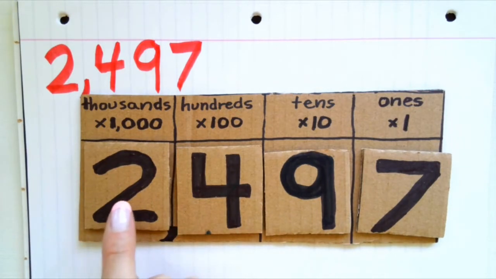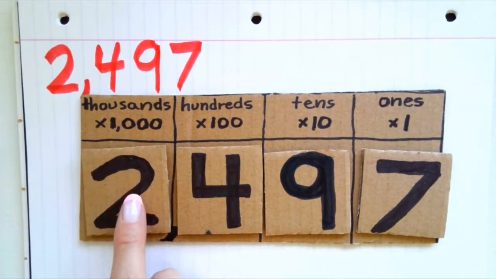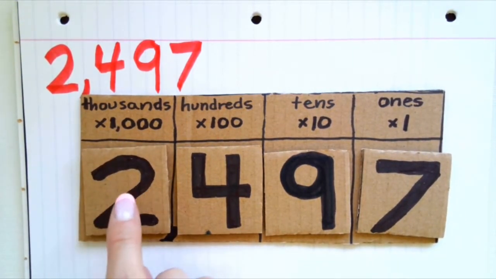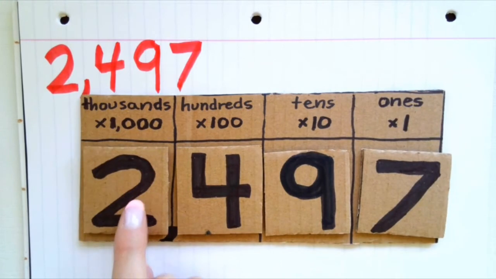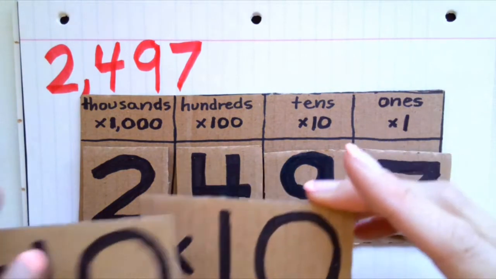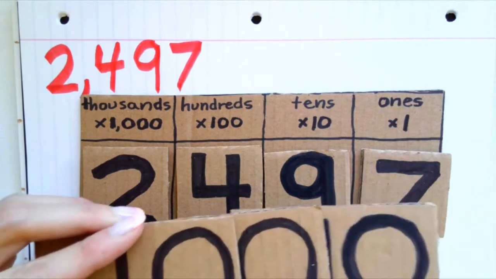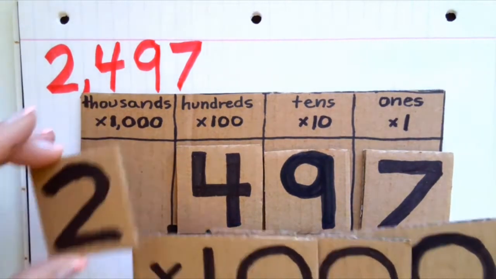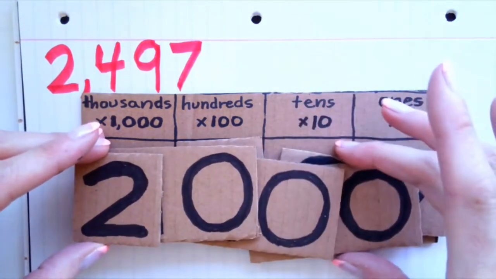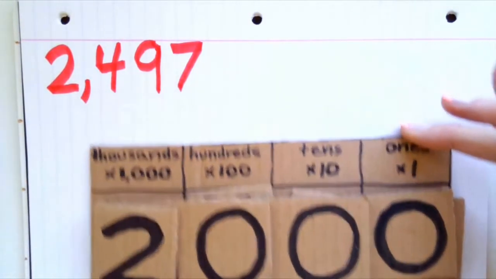What is the value of this 2? Remember, anything in the thousands place, any digit there is counting thousands. It's being multiplied by 1,000 because it's counting how many thousands there are. There are 2 thousands. Remember, that's 10 times 10 times 10, 3 zeros because it gets pushed all the way to the thousands. This is how it would look in expanded form. Let's write that down.